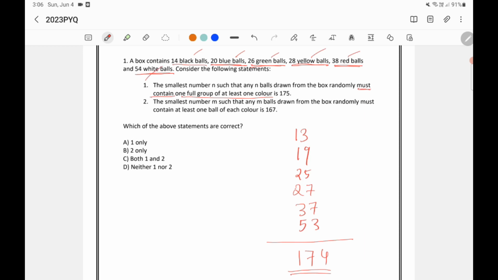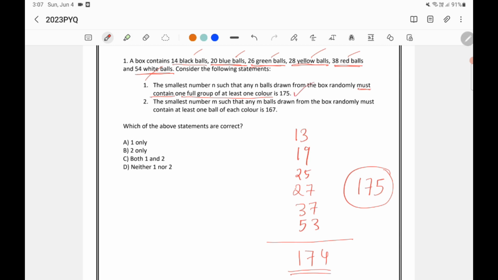Then if I take one more ball, if I take a yellow ball, then I can say that the yellow has completed one full group. If I have taken a red ball as the 175th ball, then I can say that I have completed the red full group. So in this way, we can say that after 175 balls are taken, we can surely say that it will contain at least one full group of one color. So this is actually correct.